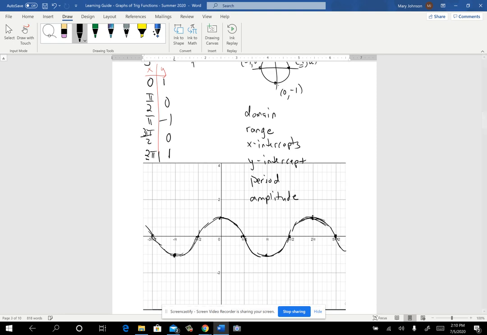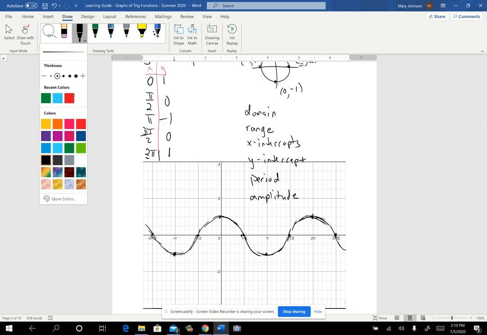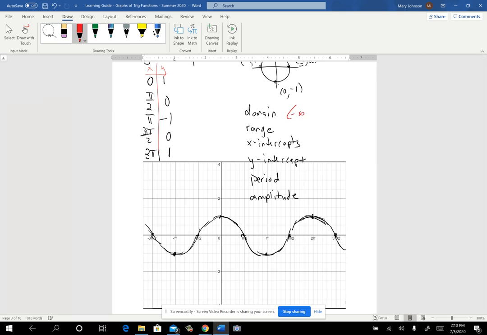Okay. All right, so for the domain, again, it's negative to positive infinity, isn't it? The range, again, from -1 to 1. X-intercepts are in a slightly different spot, though. This can be a little bit hard to tell. They're at pi over 2, and then 3 pi over 2, and then 5 pi over 2. So it's a little harder to say generically what that is.